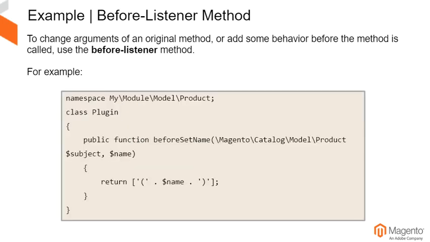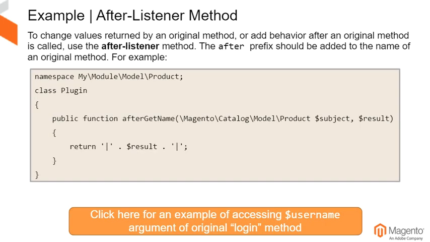If you need to change the arguments of an original method or add some behavior before the method is called, you should use the before listener method. A code example is presented on the slide. If you need to change the values returned by an original method or add some behavior after an original method is called, you should use the after listener method. A code example is presented on the slide.